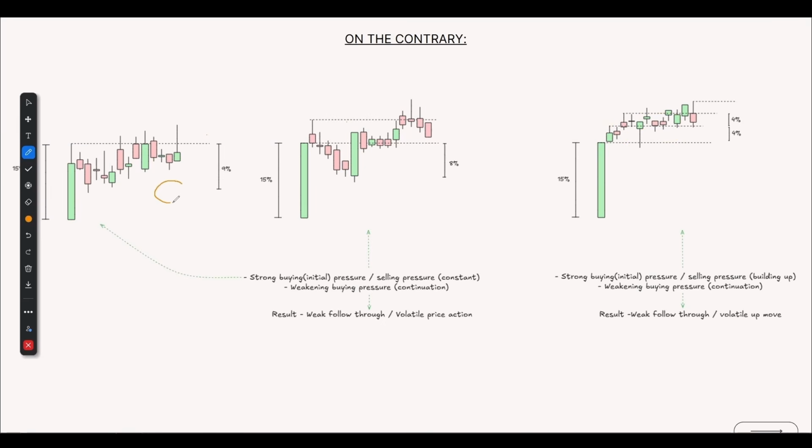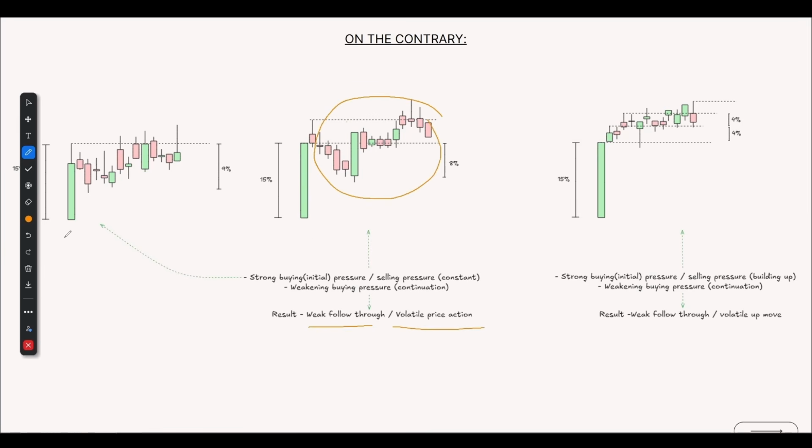What does this price structure tell us? That the initial buying pressure was strong, but as the price moved up, the buying pressure weakened and could not provide the continuation buying pressure that was needed for the price to go up, which ultimately tells us that the selling pressure was getting stronger and stronger, meaning that those who bought here were selling here, or they were giving you a fake breakout and ultimately trapping you in that breakout setup, which results in a weak follow through and volatile price action.